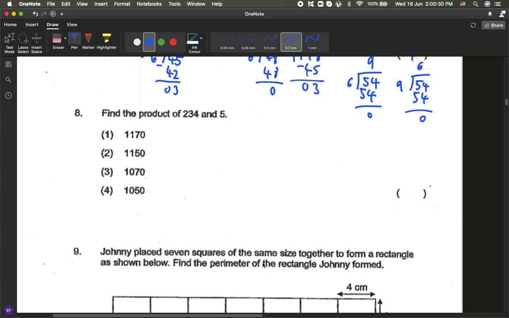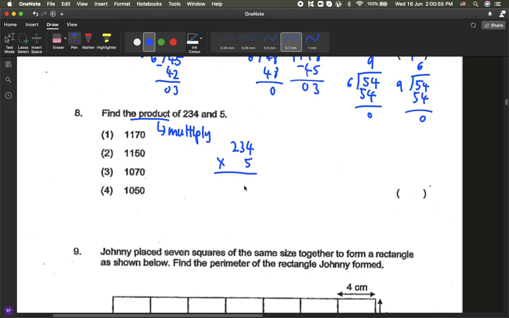Okay. Find the product of 234 and 5. So the main point here is that they ask for the product, and product means multiply. Okay? So we just need to find the product of 234 multiplied by 5.